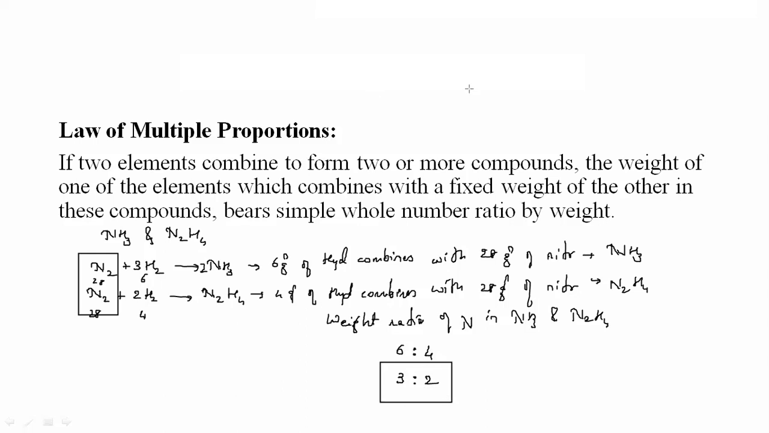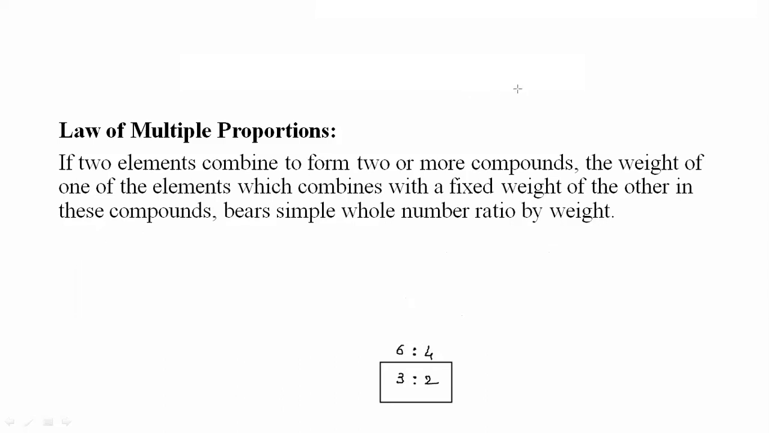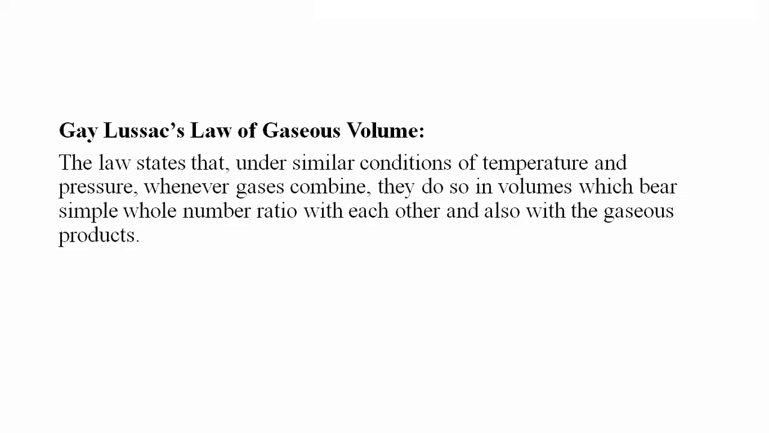You can work with the same example, like the formation of carbon dioxide and carbon monoxide, using carbon and oxygen. So this law of multiple proportions, given by Dalton, says if two elements combine to form two or more products, the weight of one of the elements which combines with the fixed weight of the other, in these compounds, is in a simple whole number ratio by weight.